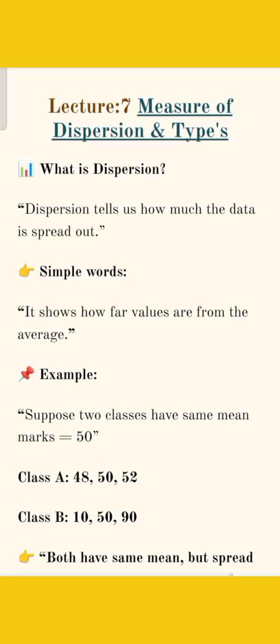Hello everyone, today we learn about measure of dispersion and its types. Dispersion is a very important concept in statistics because it tells us how data is spread out. Mean only gives us the average, but dispersion tells us how values behave around that average.